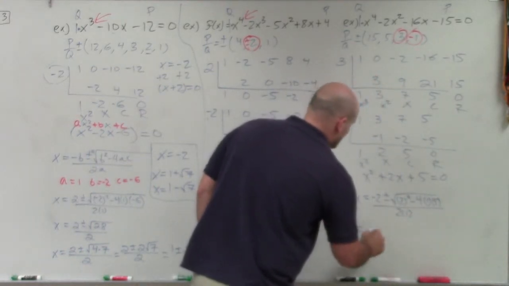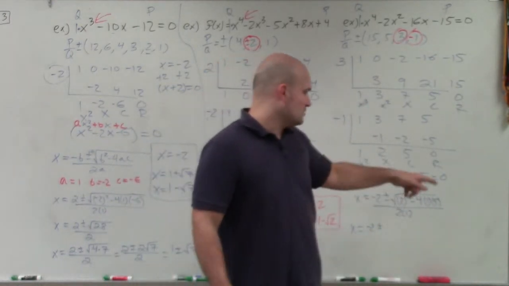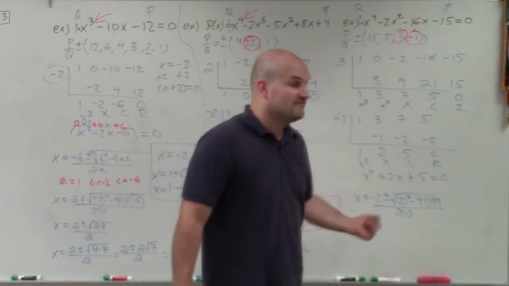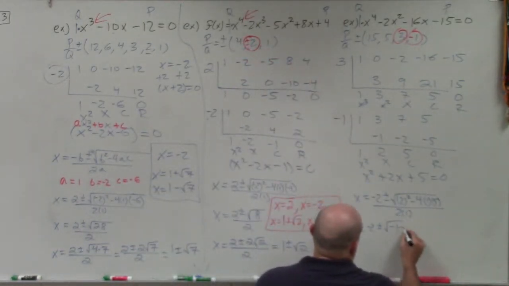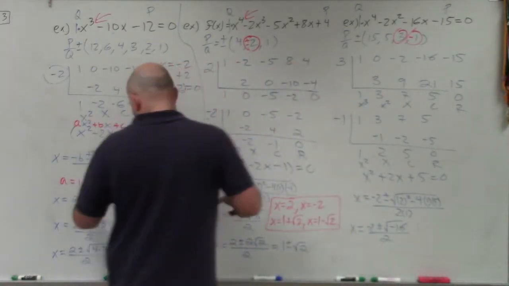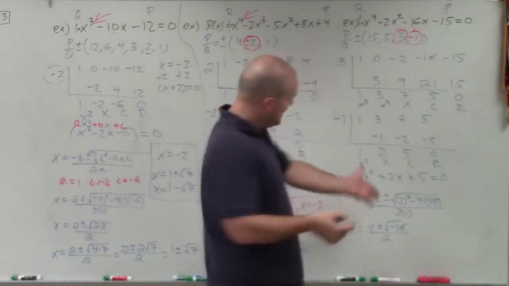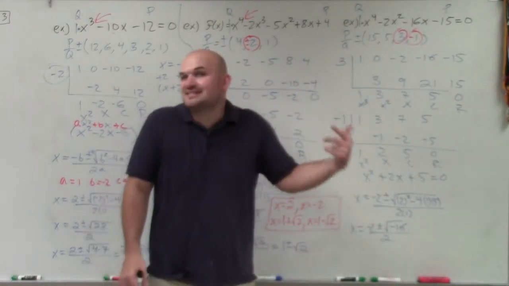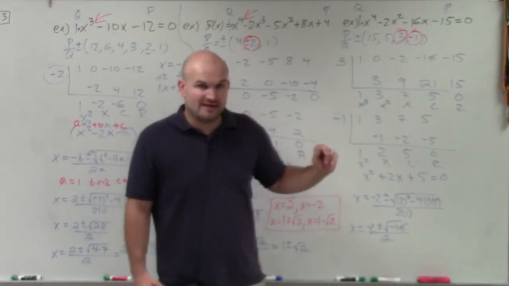OK, so negative 2 plus or minus. Let's do this. 2 squared is 4. Negative 4 times 5 is a negative 20. So it's 4 minus 20, which is going to give me a negative 16. And that's all over 2. Now, in these two cases, I couldn't take the square root of the numbers, right? I had to simplify them. Here, you can't take the square root of negative 16 because it's a negative. But we can use our imaginary unit to take the square root of negative 16.